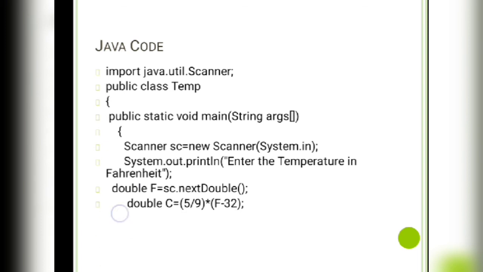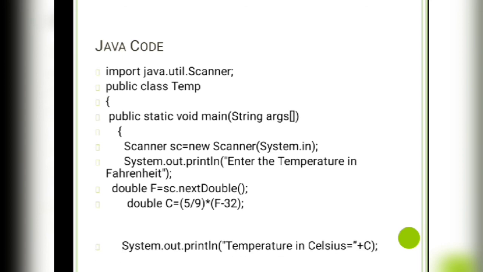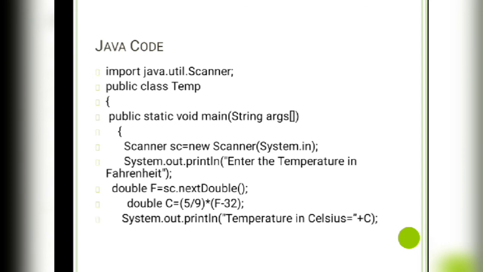Then apply this formula as a Java expression. The only important part is that you have to write the formula in Java expression form. Now at the end you need to print the value in Celsius, or you can also print the value in Fahrenheit, so you can compare both the values. At the end close the method bracket and at last the class bracket.